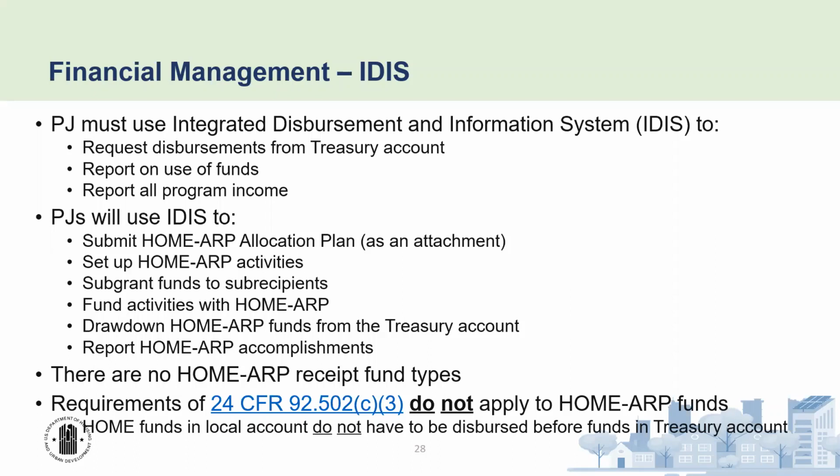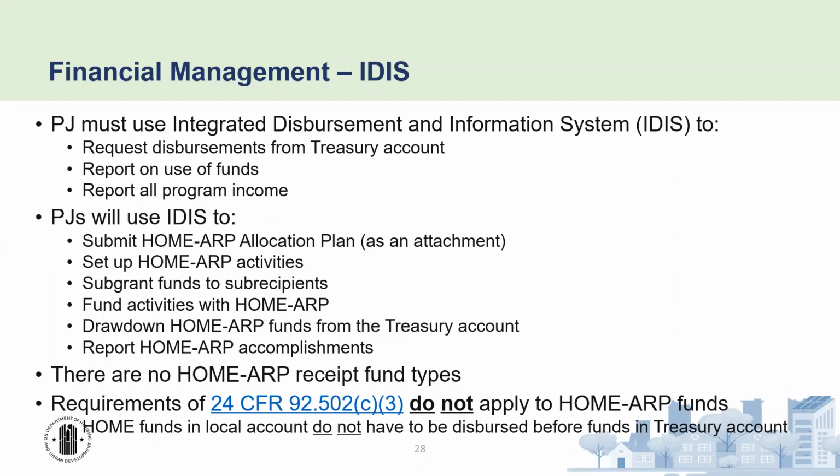The requirements of 24 CFR 92.502(c)(3) do not apply to HOME-ARP funds. This regulation requires HOME funds in the local account to be disbursed before funds in the Treasury account. Because there are no funds in the HOME-ARP local account other than funds that are drawn from Treasury and program income, which must be used in accordance with the HOME program income requirements, funds in the HOME-ARP local account do not have to be disbursed before HOME-ARP funds that are drawn from the Treasury account.